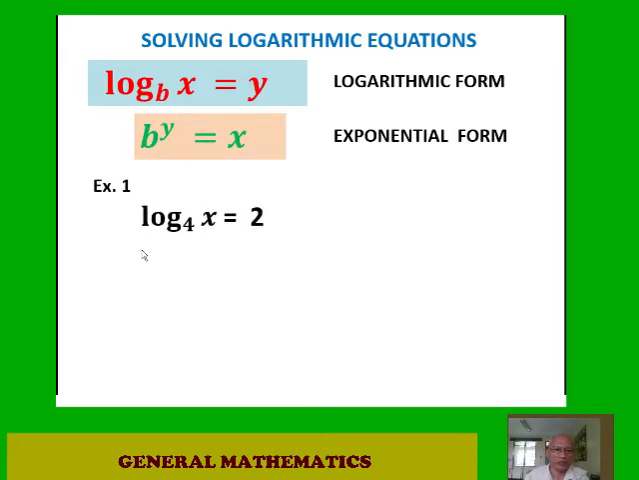So example 1. Log of x base 4 equals 2. What is the value of x? So changing this logarithmic form to exponential form, this is 4 squared equals x. Or interchange left and right of the equation, x equals 4 squared. 4 squared is 16. So the value of x is 16.